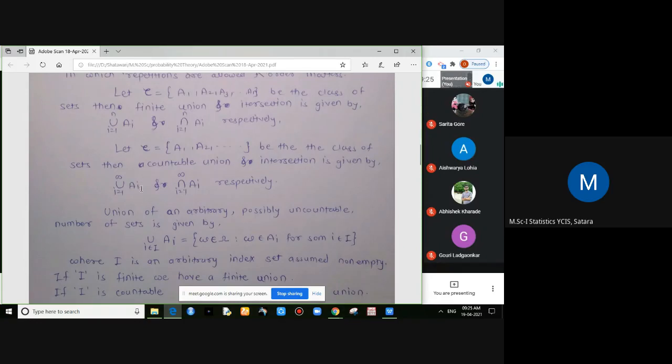With a class of sets, the countable union or intersection is given by the union of Ai, with i running from 1 to infinity. Why infinity? Because we don't know how many sets this class includes, so here i runs from 1 to infinity. This is the countable union, and the intersection of all such Ai with i running from 1 to infinity is the countable intersection.